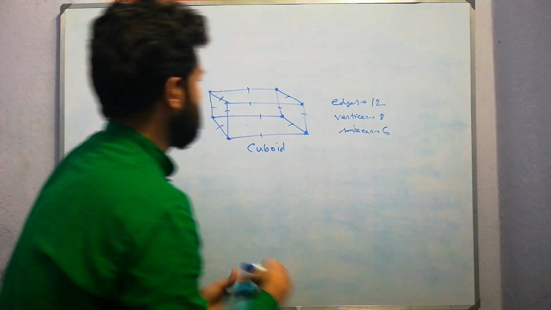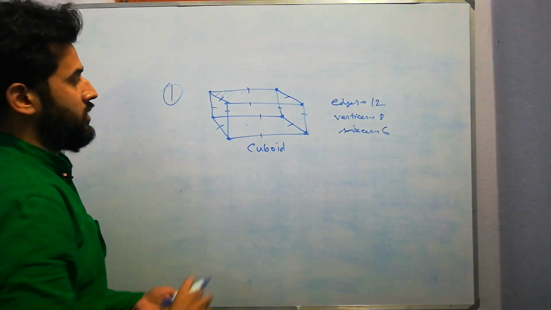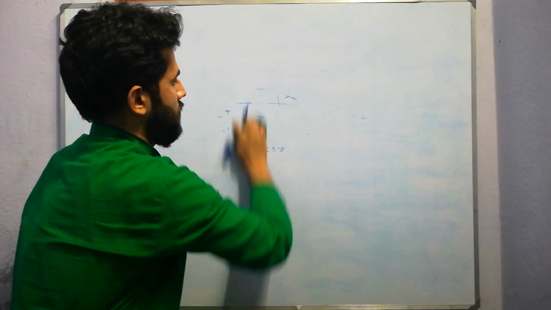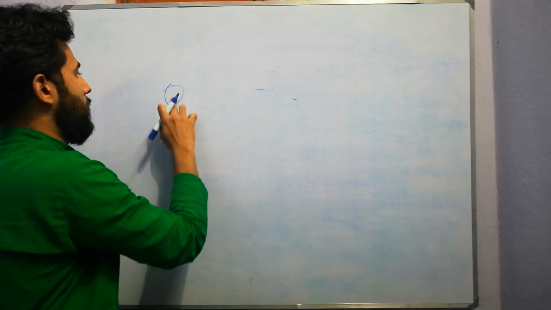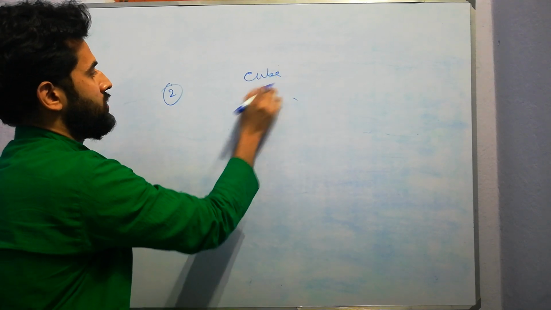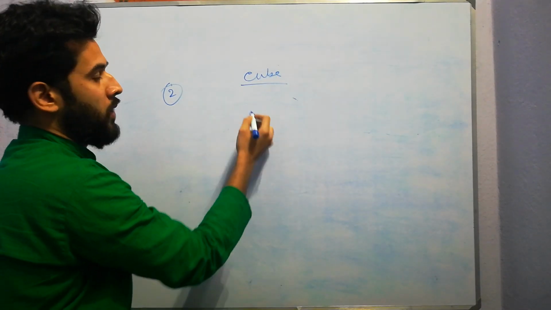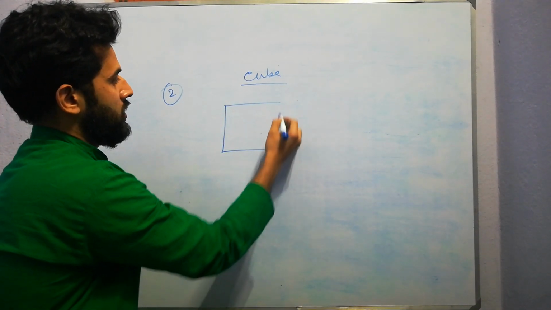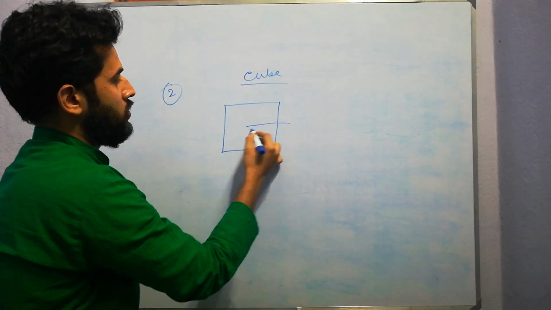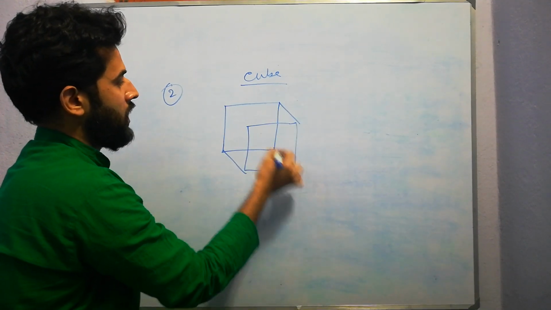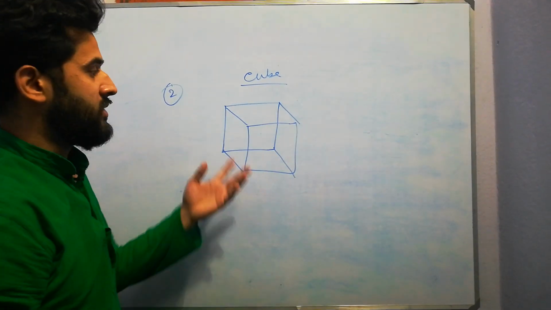Next, this is the first one, cuboid. Next we will go to the cube. A cube will also have the same properties as a cuboid, because it also looks almost the same. The dice of a Ludo game is an example of it.